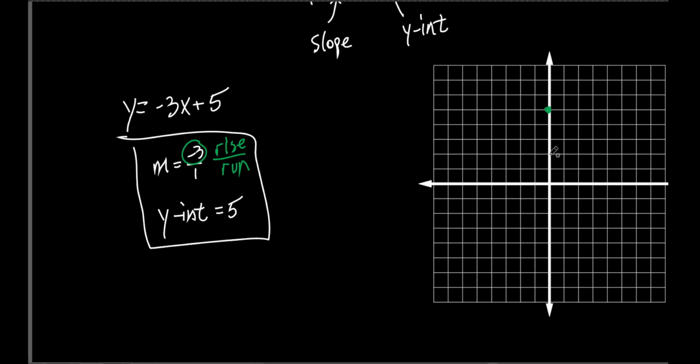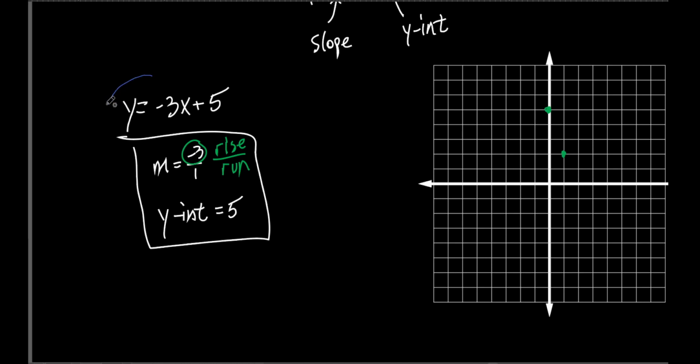And then I run how much? 1. So it means I go to what? To the right 1 place. Then I put a dot. And now all I got to do is what? Just connect them. Just draw a line between those 2 points, and I'm done. So it's actually pretty easy, isn't it?